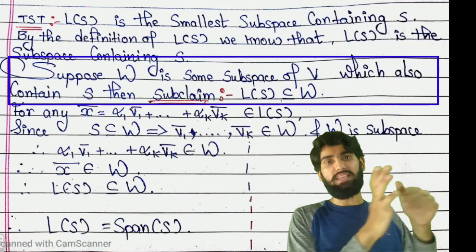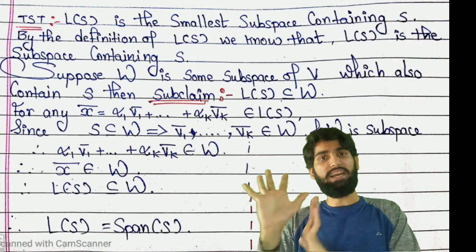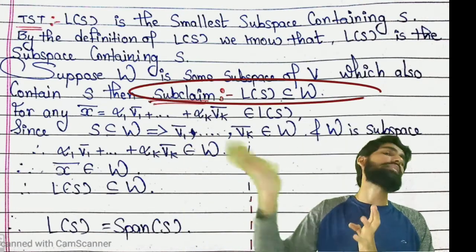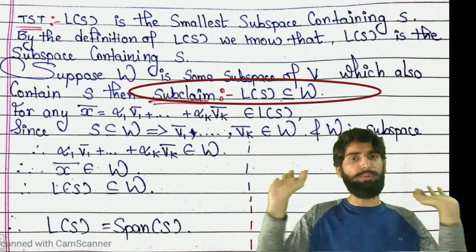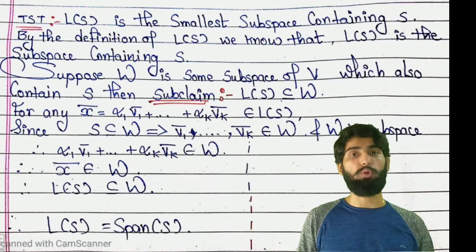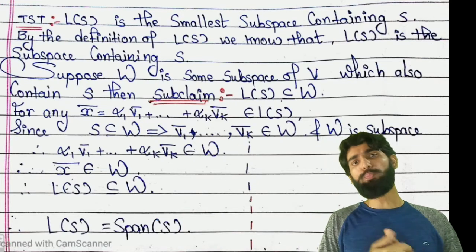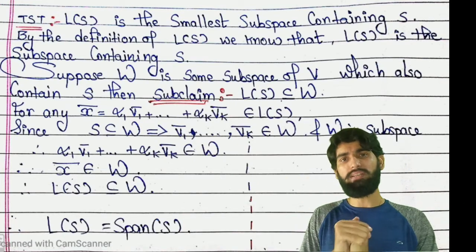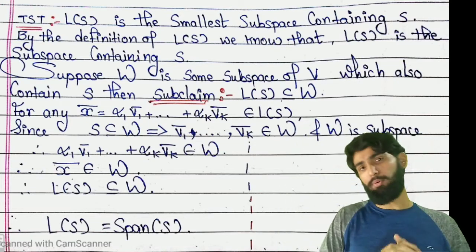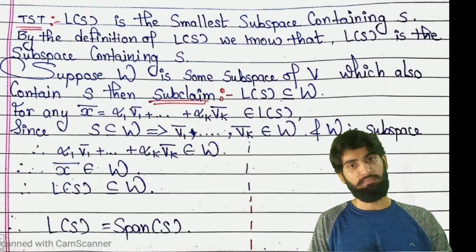So we consider, suppose W is some subspace which contains S inside it. My claim is that L of S is smaller than W. W is any subspace which contains S. My claim is L of S is a subset of W. I want to prove L of S is a subset of W. That means I will consider any element of L of S and prove that it is inside W. Suppose I consider x bar inside L of S.